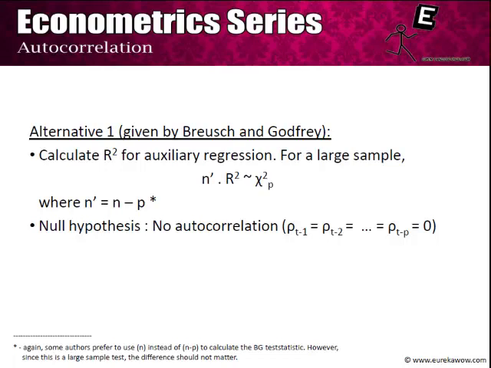The null hypothesis is that there is no autocorrelation, that is rho t minus 1 is equal to rho t minus 2 is equal to 0. Now given that it follows a chi-square distribution with p degrees of freedom, we can test whether n prime into r square is significantly different from 0 or not. Once we can establish that it is significantly different from 0, we can reject the null hypothesis, and hence we can conclude that there is evidence of autocorrelation.